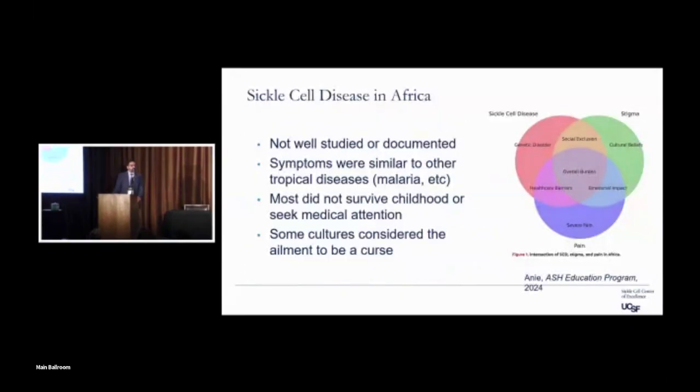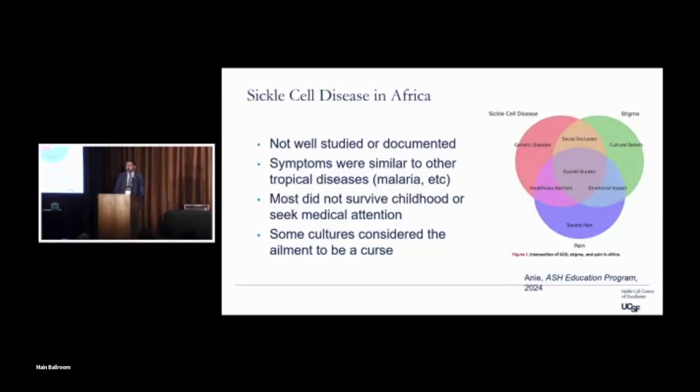And I think this is a good time to talk a little bit about sickle cell disease in Africa, both in the past as well as now. It's really not well studied or documented. There's very little said about it. A lot of times the symptoms were mistaken for other tropical diseases, in particular malaria. There is a large overlap between sickle cell disease symptoms and many other conditions, and so sickle cell wasn't described as this unique separate entity until much more recently.